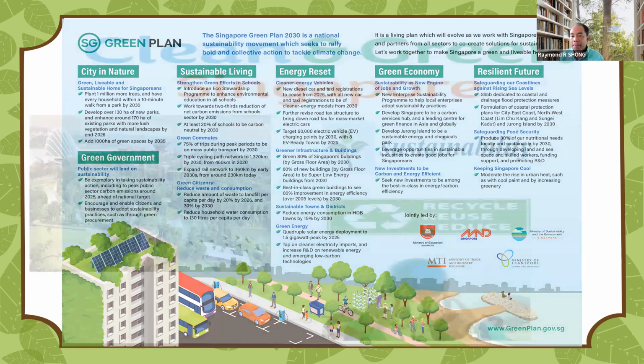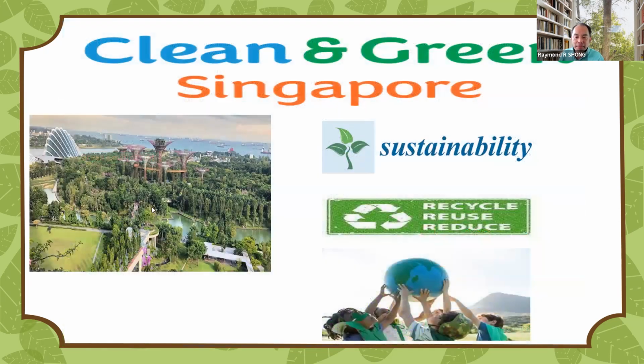Okay. So this is the garden by the bay. You can see all the children are holding the globe in order to save Mother Earth. And the word, guys, take notes, is sustainability. This is the keyword. You must know this word. Remember the 3R: recycle, reuse, and reduce.